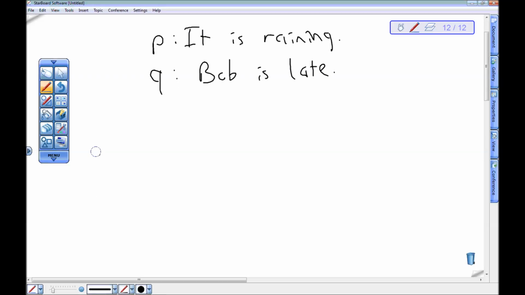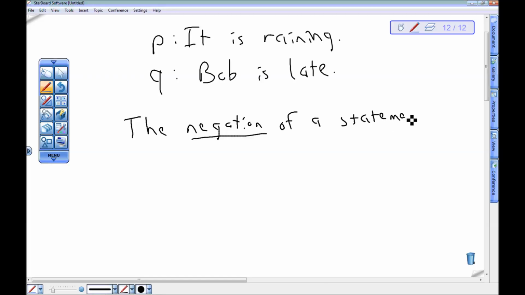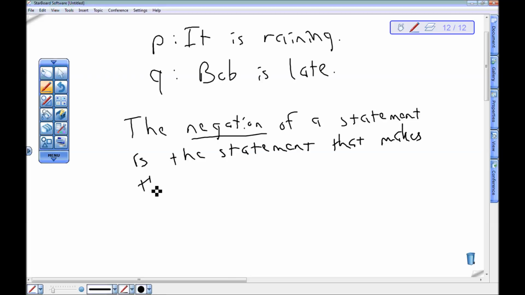Now, let's talk about the negation of a statement. It is the statement that makes the opposite assertion. Okay, to be the negation of a statement, it has to have the opposite meaning.